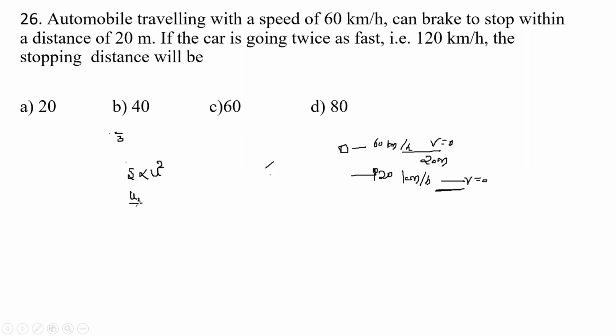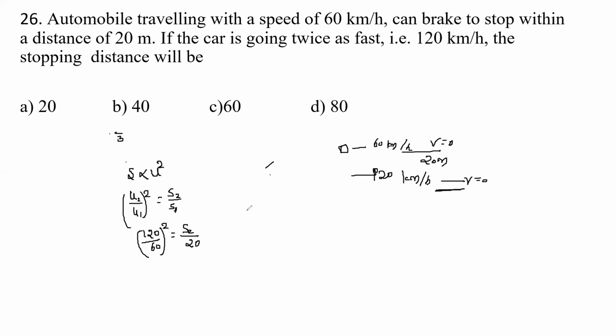So this can be written as u2 divided by u1 whole square is equal to s2 divided by s1. So what is the u2 value? u2 value is 120, divided by u1 value, which is 60, whole square, is equal to s2 divided by s1 value. How much distance is it covering? It is covering 20 meter. So simplify this, then you will get the s2 value. See, in the last video, I think it is question number 22, we solved the same sum by using the same concept.